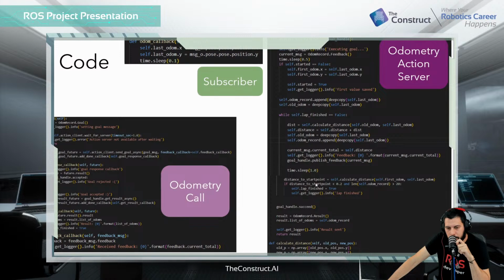And then we also check if the robot has reached the starting point already by comparing this first value that we saved up here to the latest value where the robot is right now. And once the lap has finished, we're sending back the results, the result list, and stopping the robot.